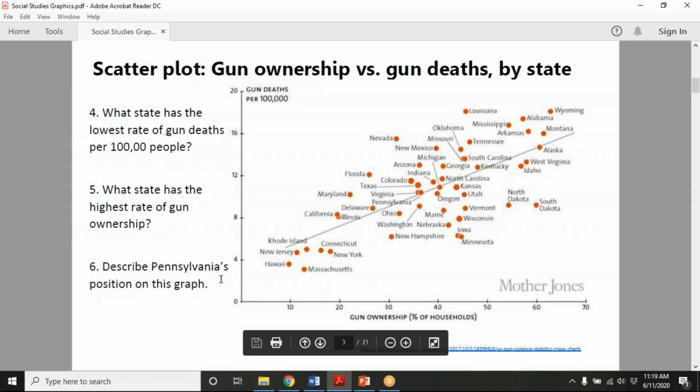Okay. Describe Pennsylvania's position on this graph. Let's see, where is Pennsylvania? Oh, I see Pennsylvania. It's right in the middle next to Virginia and Texas. So where would we be in relation to the other states? How would you describe that position?